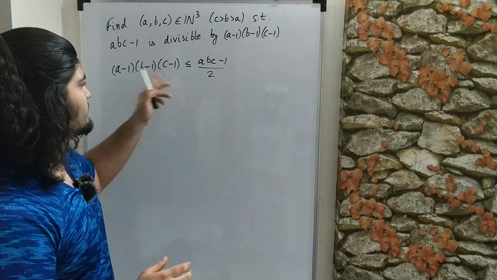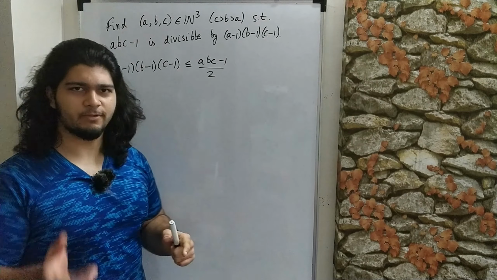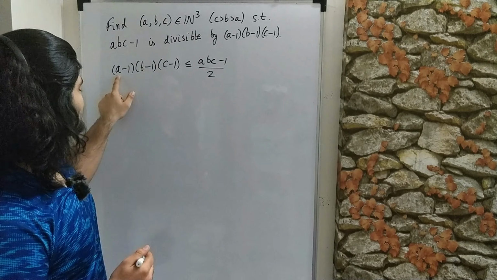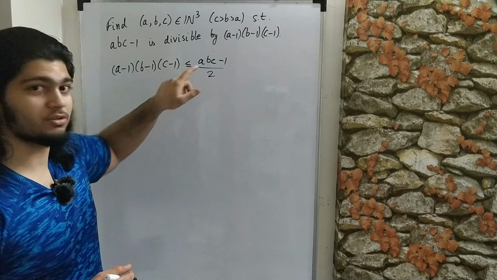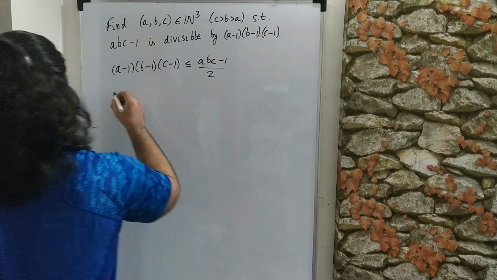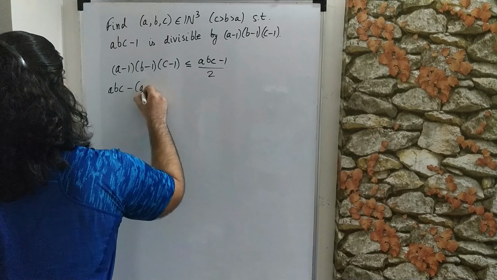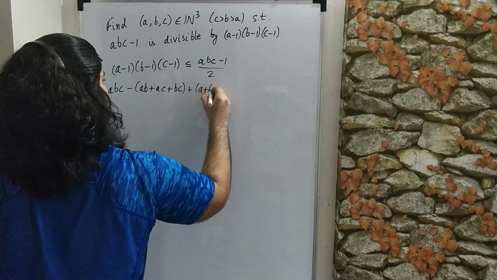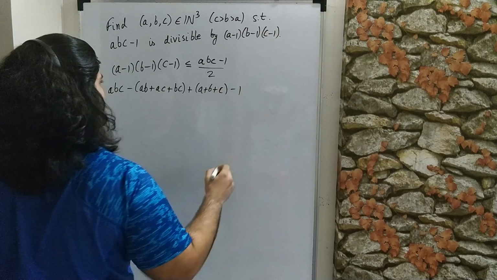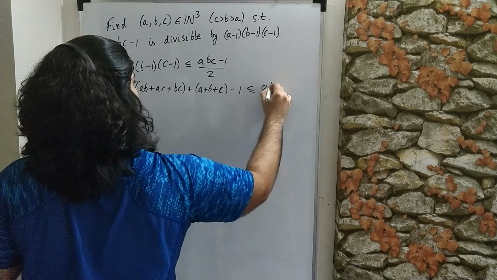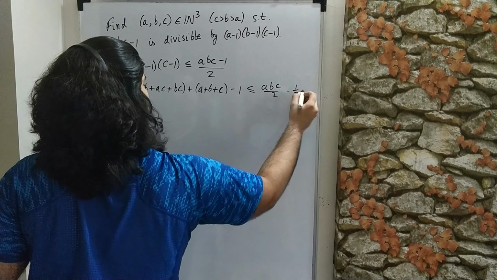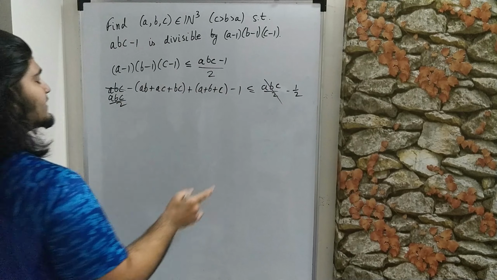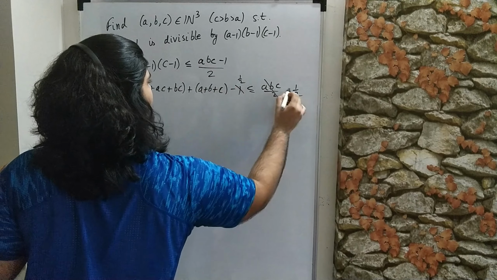Okay, so here is our inequation, and you can see if this matches up with what we discussed before. And now we can expand this, and you can already see there is going to be an ABC term in the expansion, so we'll get some cancellations, which is always good. So we get ABC minus AB minus AC minus BC plus A plus B plus C minus 1 is less than or equal to ABC by 2 minus half. So cancel that with that, we get ABC by 2 on this side, and on this side we get half.